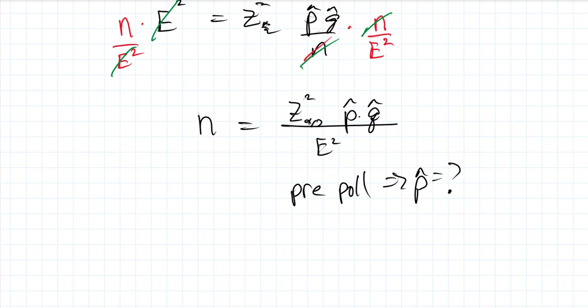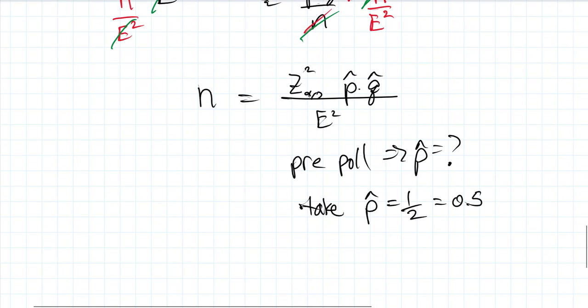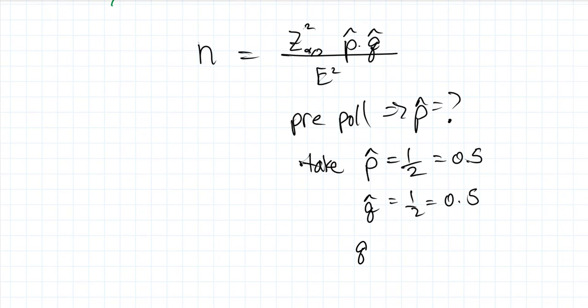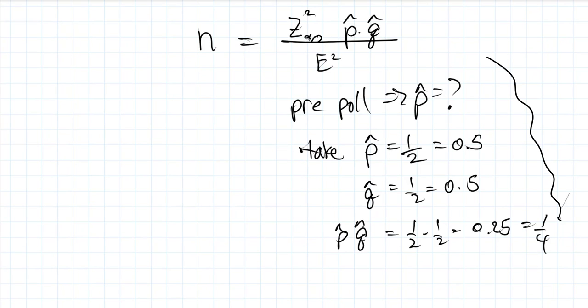So what we're going to do is make an assumption, or just take as a reasonable starting point, we're going to take p hat to be 1/2 or 0.5. And if we assume that that's a reasonable value, and if p hat is 1/2, that means that q hat is 1 minus that. And then those two together, p hat times q hat is 1/2 times 1/2, or 0.25, or 1/4. So we can take that 1/4 and use that assumed value.